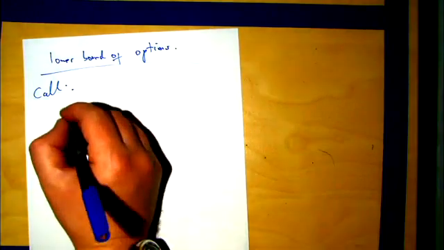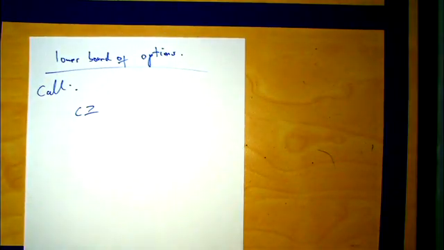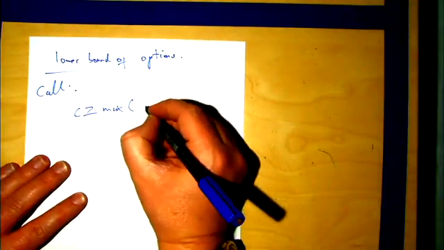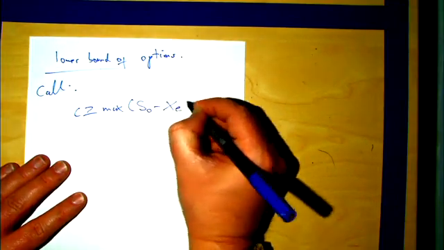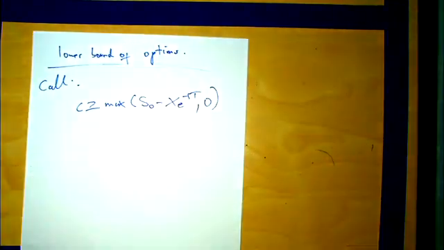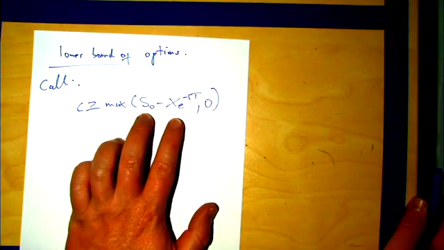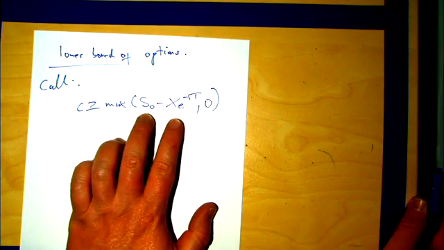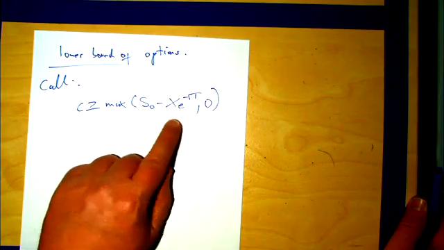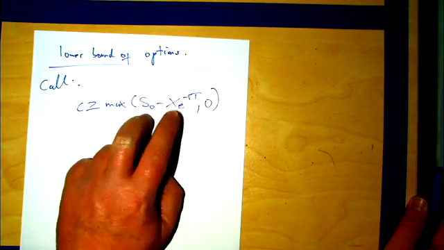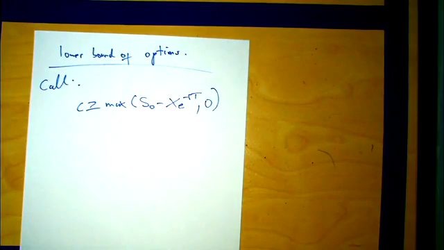So the lower bound for a call option is that the call should be greater than or equal to the maximum of S0 minus Xe^(-rT) and 0. If you look at that, that's really just the payoff of ST minus X at time 0. ST at time 0 would be S0. X at time 0 would be Xe^(-rT), just the present value. So in terms of remembering, it's easy. Just take the payoff and put in its present value numbers.